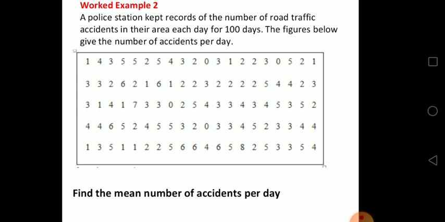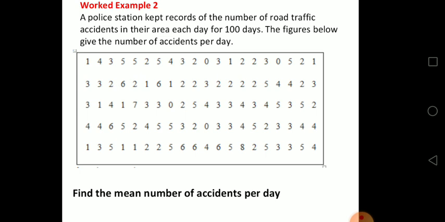Okay, let's take another example. This is large data, and in the case of large data, I think what we need to do is tabulate the observations. We can make a table. We can use the tally system since we have reoccurrence of some observations, and that will help us a lot. The use of tally and the frequency table will help us a lot.